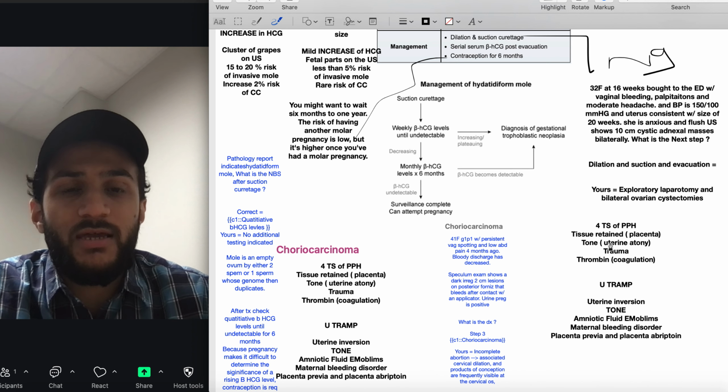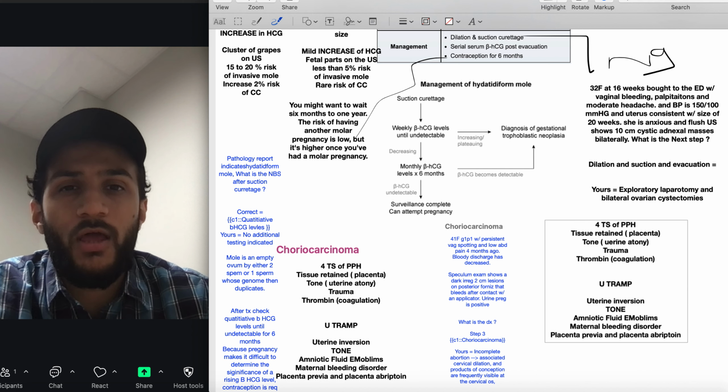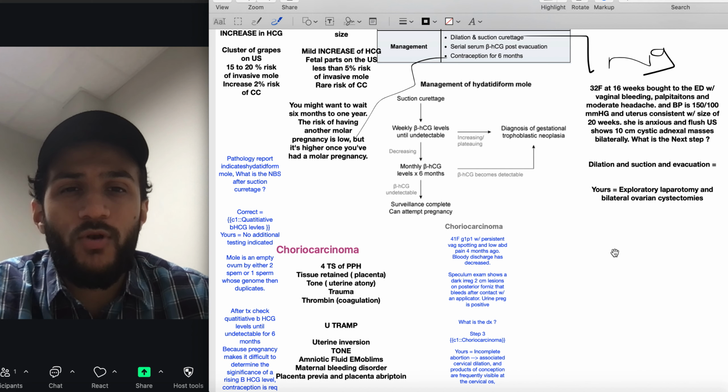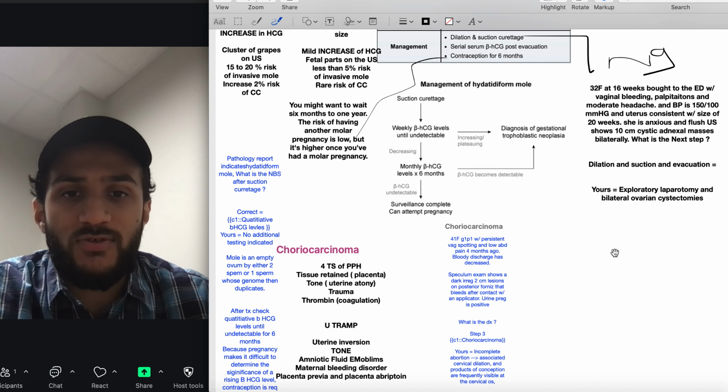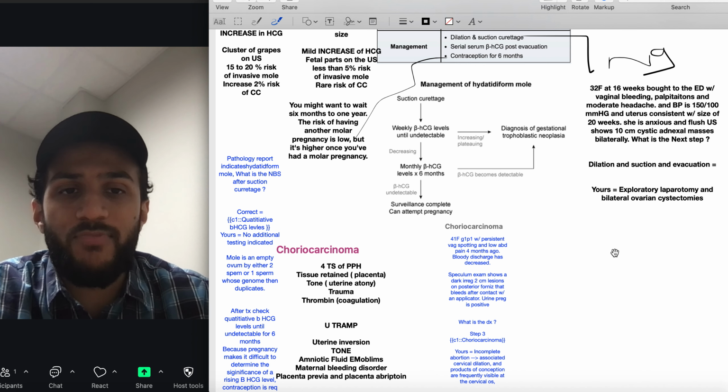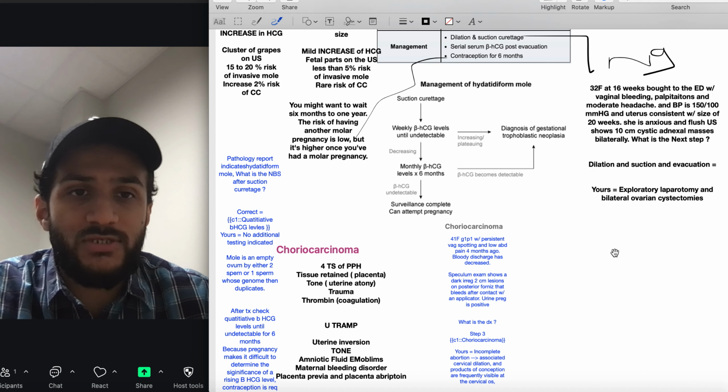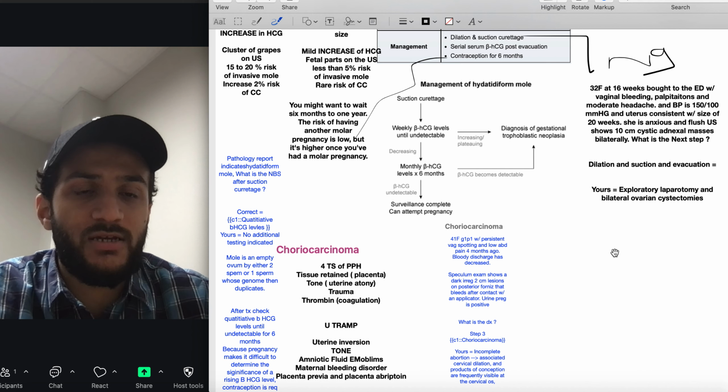The next point is the management of hydatid mole. Management can be suction curettage, weekly beta HCG levels until they become undetectable, and then monthly beta HCG levels for 6 months, and we can then do surveillance and attempt pregnancy, and then we can look for diagnosis of persistent trophoblastic tissue.